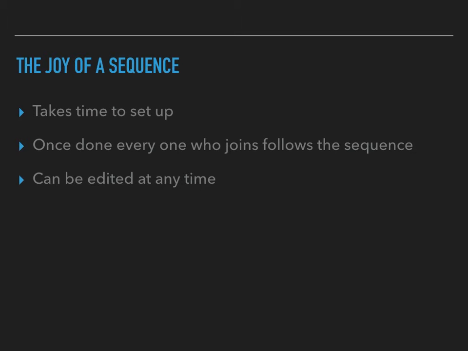Now, the joy of having an autoresponder sequence is, well, it's not a joy, but it does take time to set up. But once done, everybody who joins your mailing list follows that sequence. So it's set up once and then you reap the benefits forever. Now you can edit the actual email sequence at any time that you want.